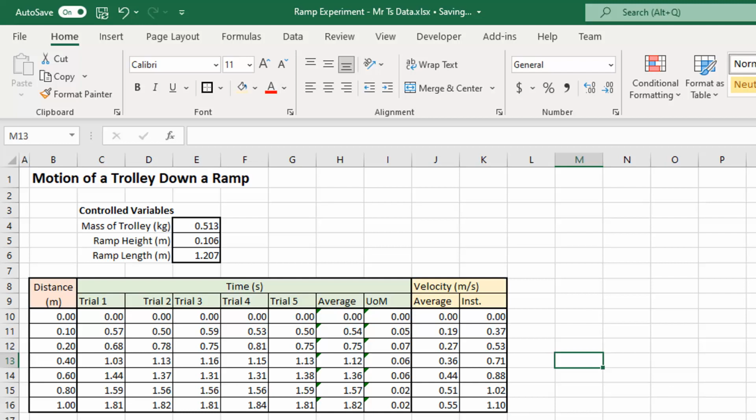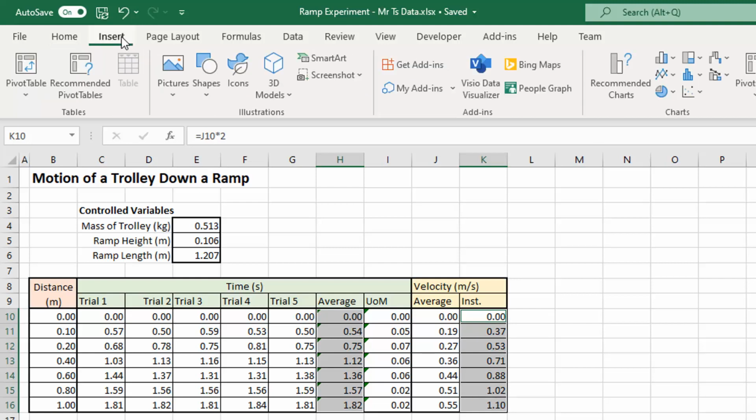Okay, now I want to create my velocity time graph. So here's how I'm going to do that. This time I want time, that's this column here, they're my average times, on my horizontal axis, and if I hold down control and select the instantaneous velocity, that's what I want on my vertical axis.